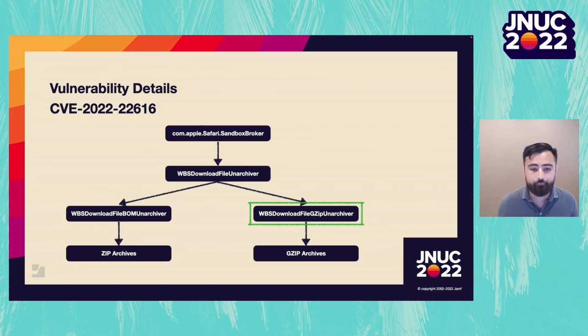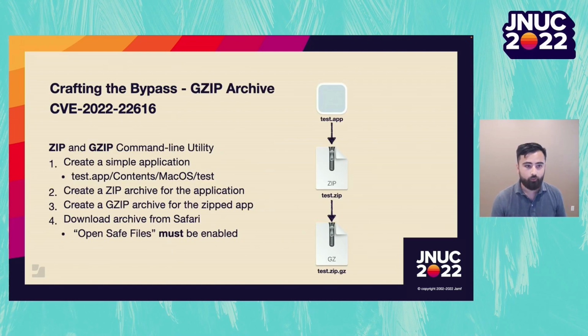Next, we'll look at the downloadFileGzipOnArchiver, and this of course applies to gzip archives. So again, crafting the bypass, we can simply use, this time, the zip and gzip command line utilities. We'll create a simple application again, create a zip archive for that application, and we'll also create a gzip archive for the zipped app. And then downloading the archive from Safari, and of course Open safe files, which is enabled by default, that also has to be enabled for this to work.